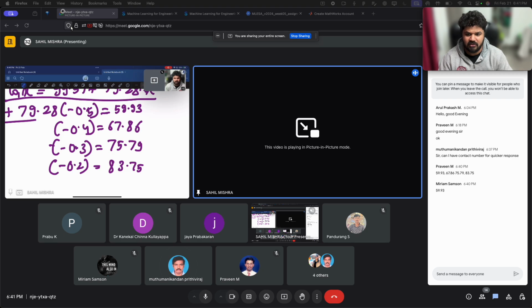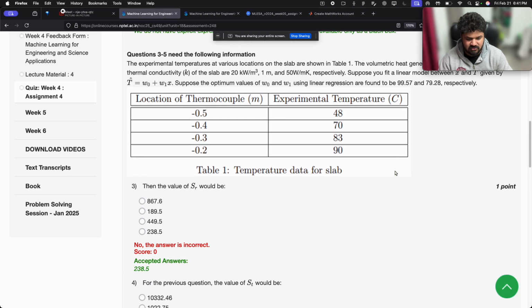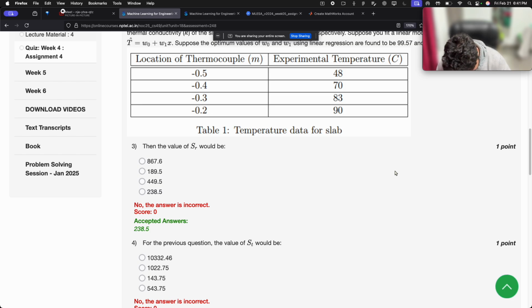So we have to compute our square residual. Square residual is the difference, the square of the difference, and the summation. Okay, so somebody do this for me. 48 minus 59.93, 70 minus 67.86, 83 minus 75.79, 90 minus 83.75. Write all four values in chat. You can omit the negative sign if you want. You have to square it.